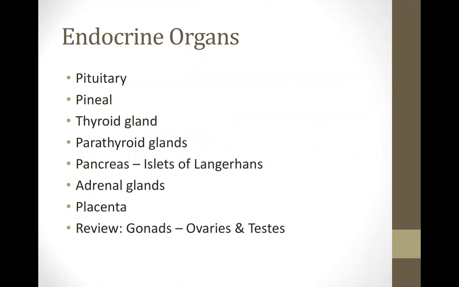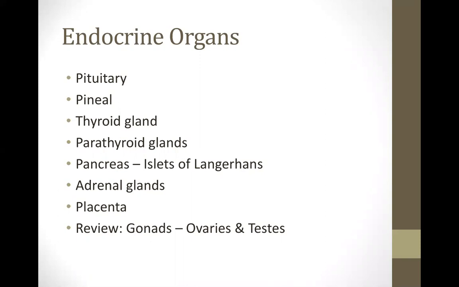You have the pituitary gland or the master gland. Your pineal gland is also located in the brain. Your thyroid glands and the parathyroid glands are located at the cervical area or at the neck, the anterior root of the neck. Pancreas, specifically the islets of Langerhans, that would be the endocrine part, because the exocrine part of the pancreas are pancreatic acinar cells or pancreatic acini.